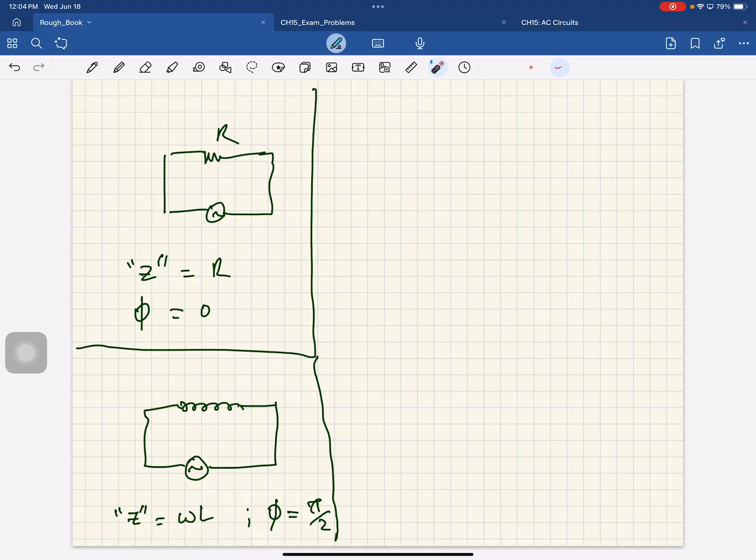Now, we're doing all this for simple things. You might be wondering why we're doing this. Now this could be a city. See, this is the AC power coming. If you want maximum power delivered to the city, what do you want to do? You want to make sure that the phase factor is 0.